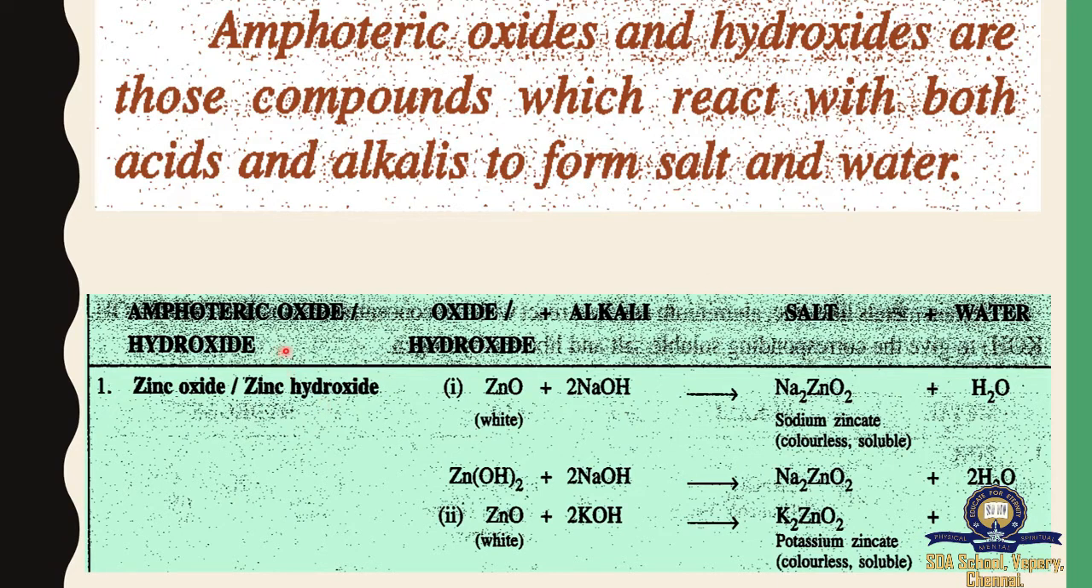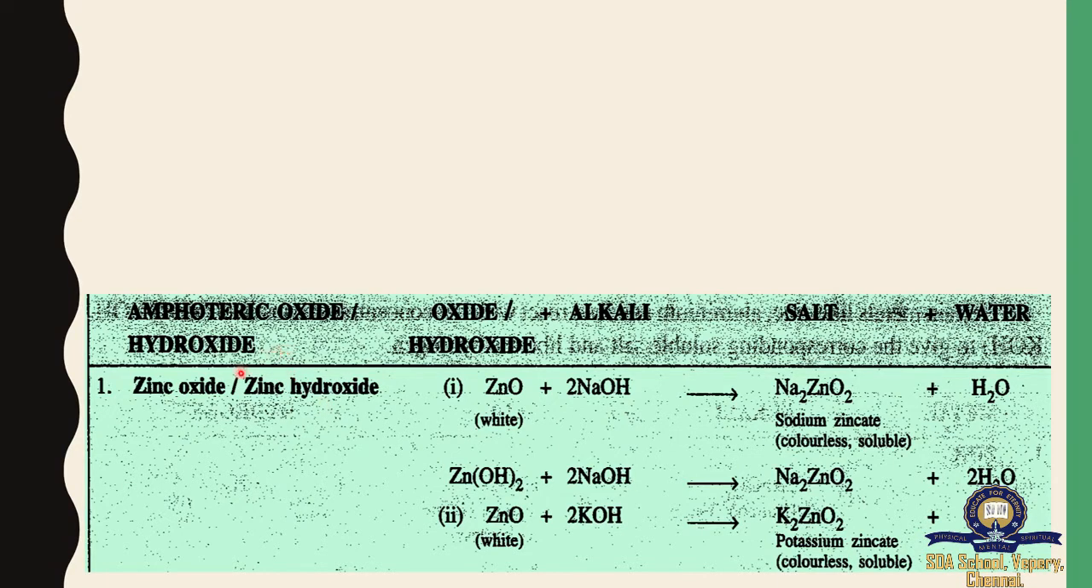Next, here we are going to discuss some of the amphoteric oxides. First, zinc oxide and then zinc hydroxide. When it reacts with sodium hydroxide, it forms the corresponding salt, sodium zincate, and water. The same thing happens with zinc hydroxide and sodium hydroxide. Again, the zinc oxide with potassium hydroxide. So either it is a zinc oxide, metallic oxide, or an alkali, both react with the one base, forming a corresponding salt and water.